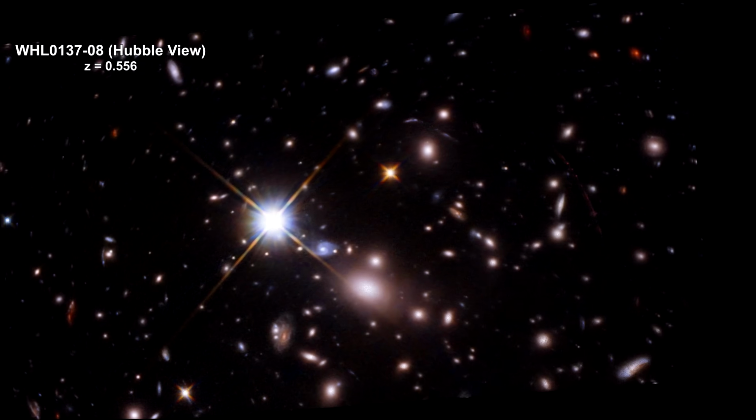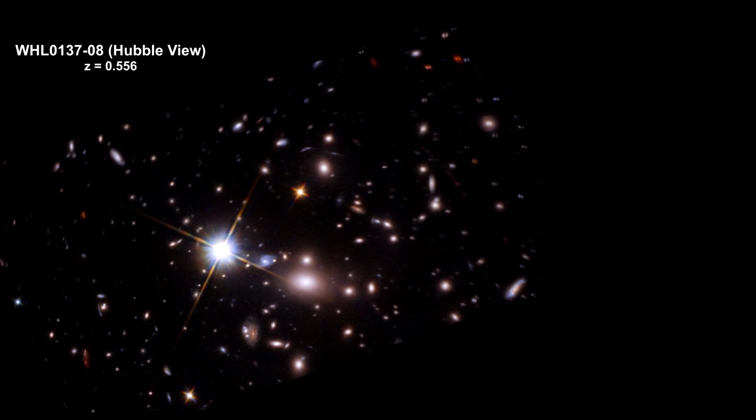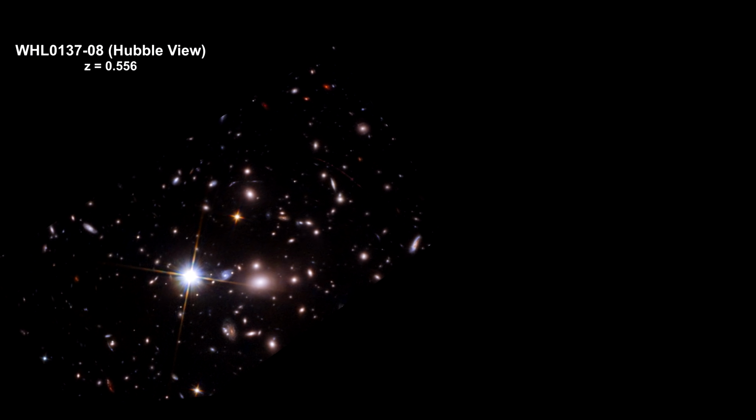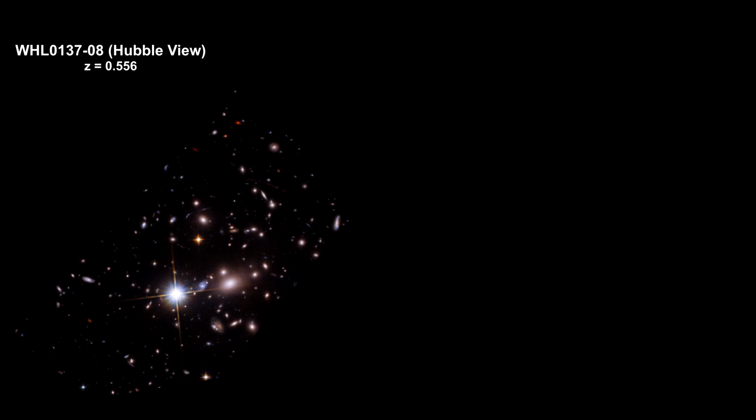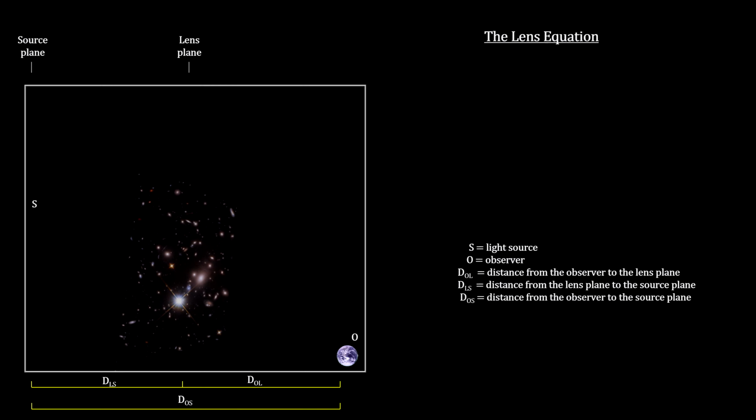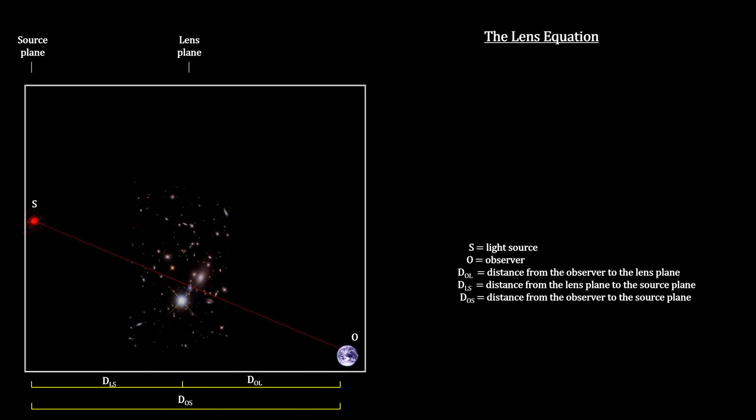To illustrate the basic geometry of gravitational lensing, we'll use the giant galaxy cluster WHL0137-08's lensing of the sunrise arc. Here's the basic geometry of gravitational lensing. This is the sunrise arc light on a direct path to us, as if the galaxy cluster was not there. We could not detect this light. It is too dim for even our most powerful space telescopes.